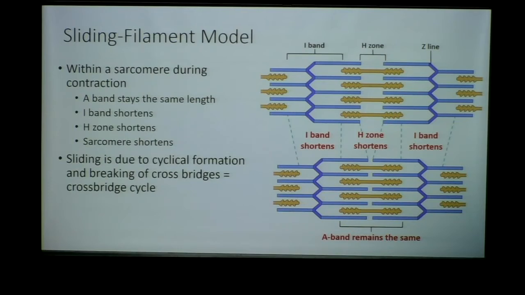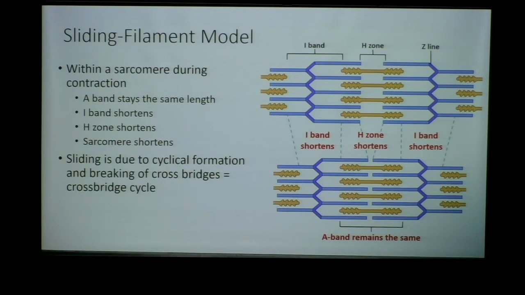The I band, however, will shorten, okay? As myosin slides this way, or drags actin this way, the I band here will shorten, simply because actin is moving closer to the middle of the sarcomere, closer to the M line. Okay, so the I bands shorten, and we can see that here. The H zone shortens, again, because myosin is moving closer to the M line. So it's dragging actin closer to the M line, and so we can see that the H zone becomes smaller, shortens. And the entire sarcomere shortens effectively, okay?